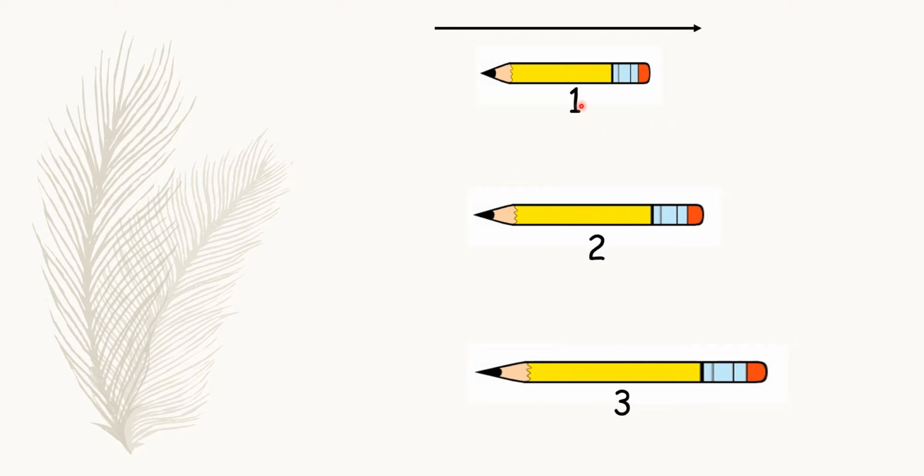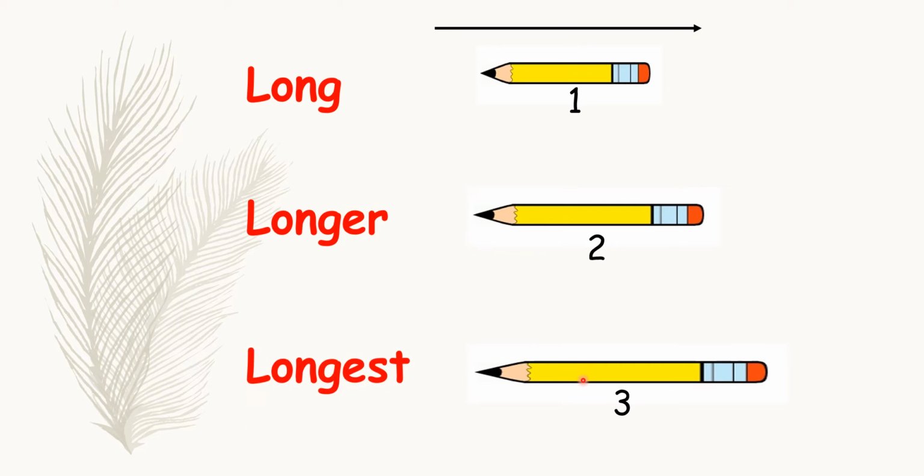So the first one, pencil number one, is long, right? And when you compare it with pencil number two, it's slightly longer. Pencil number two is slightly longer than pencil number one, so it is longer. And when we see the last picture, pencil number three, isn't it slightly longer than pencil one and pencil two? Yes, so this is called the longest.